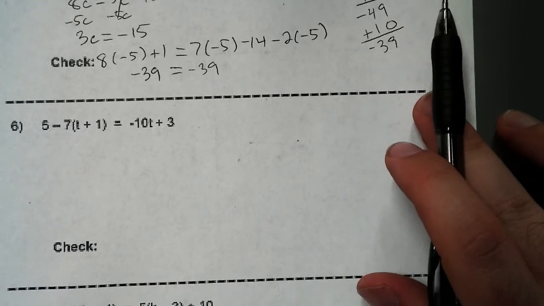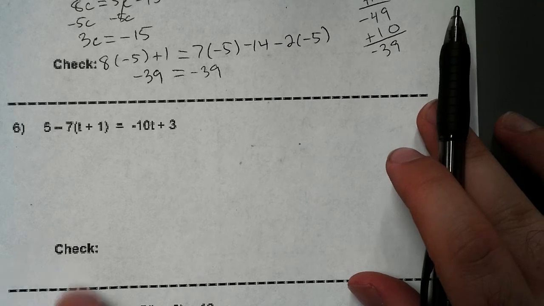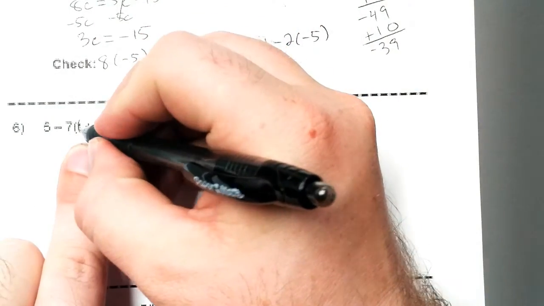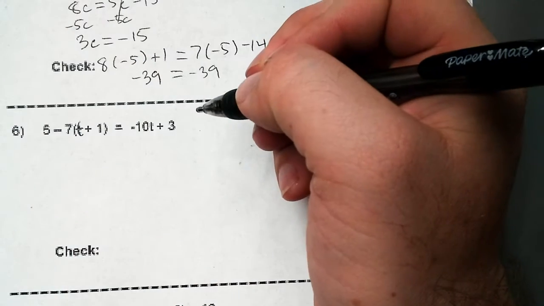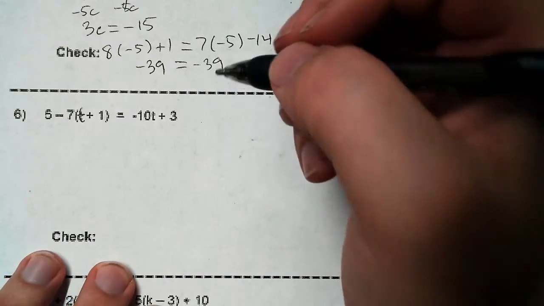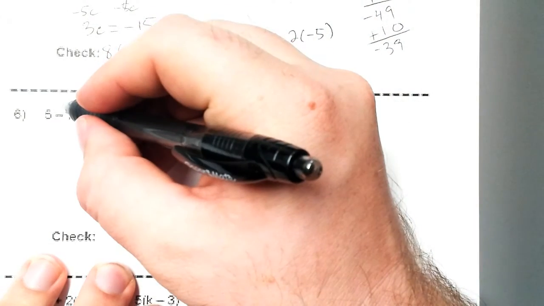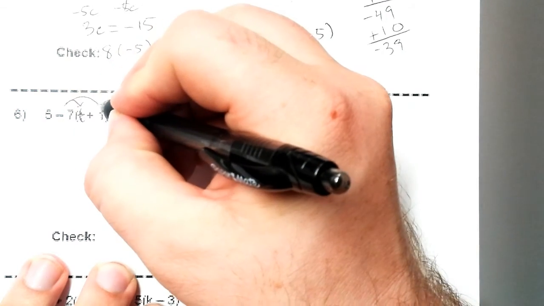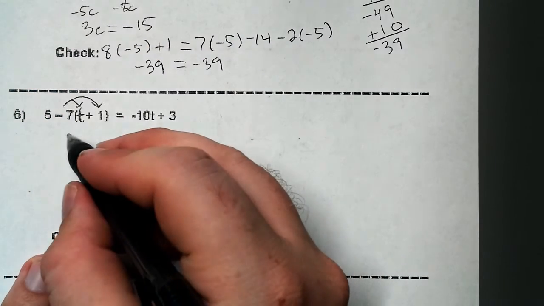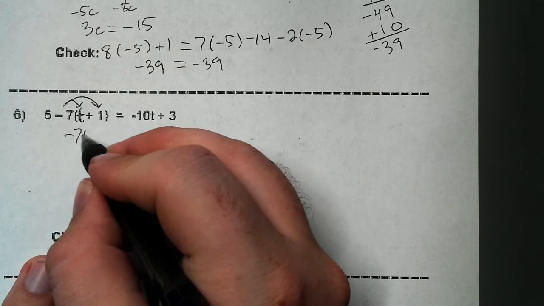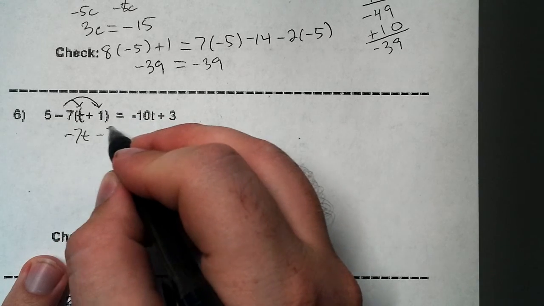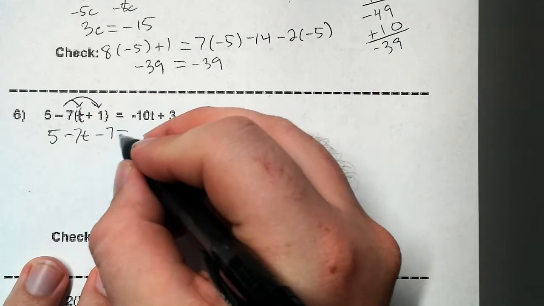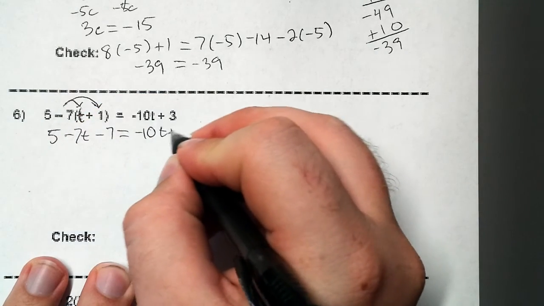Next, now we get to number 6, and we notice this is the first time I had a parentheses. Now, I know it's hard to read, but that is a t right there. That's our variable. Whenever we have a parentheses, we're going to distribute first. So, not 7, but negative 7 times t, and then negative 7 times 1. Negative 7 times t is negative 7t. Negative 7 times 1 is negative 7. Bring everything else down. 5 equals negative 10t plus 3.